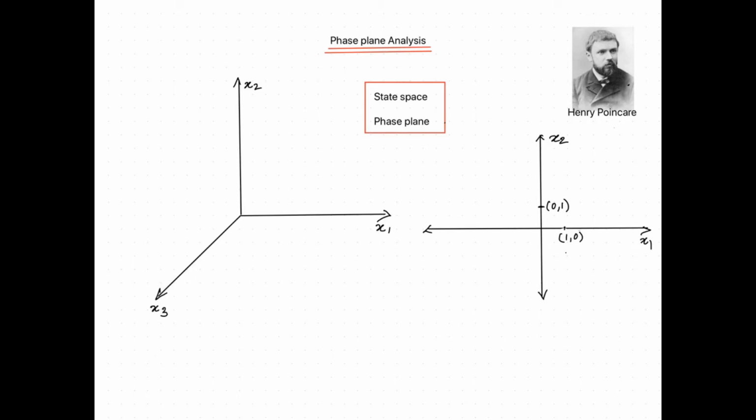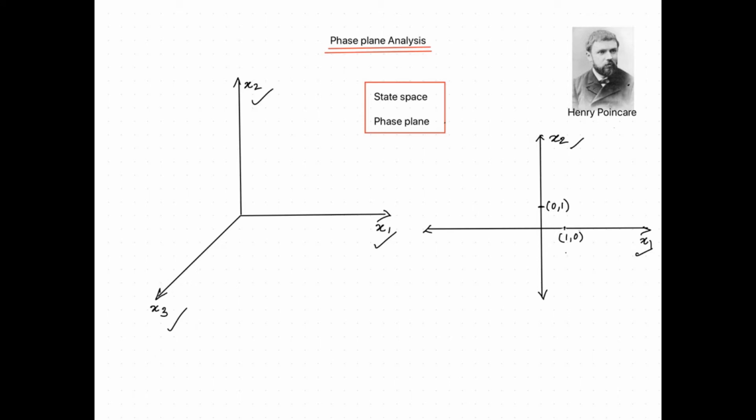Let us now see what a state space is. Generally speaking, for an nth order system, a state space is a space defined with n states as its coordinates. In the figure you can see a three-dimensional space defined with x1, x2 and x3 as its coordinates. You can also see a two-dimensional plane defined with x1 and x2 as its coordinates.